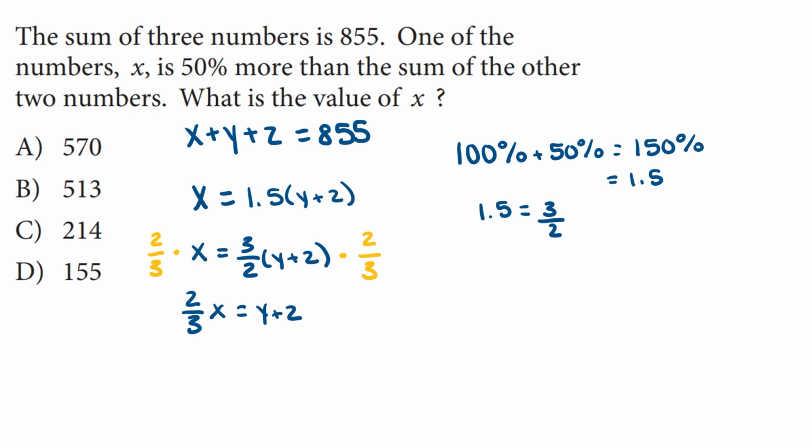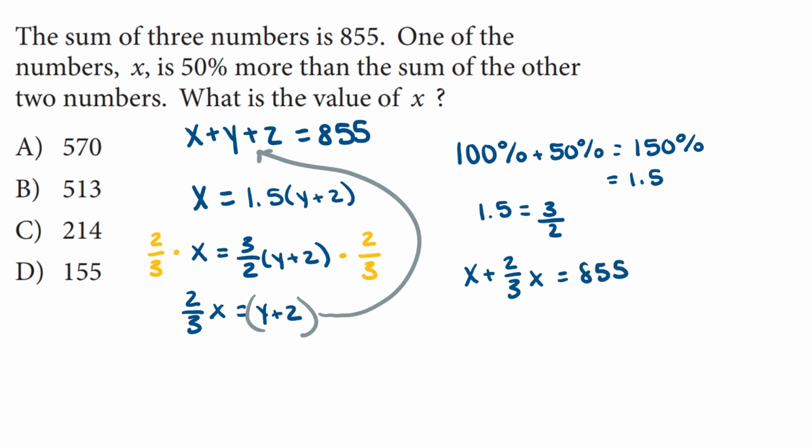And this is going to be helpful because now we can take this y plus z and replace it up here with 2/3 x because we know that 2/3 x is equal to y plus z. So x plus 2/3 x is equal to 855. 1x plus 2/3 x is going to be 1 2/3 x, or as an improper fraction, 5/3 x, because this is essentially 3 over 3x, which is 1, plus 2 over 3x gives us 5 over 3x, is equal to 855.